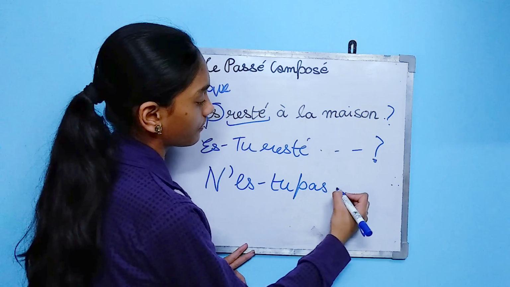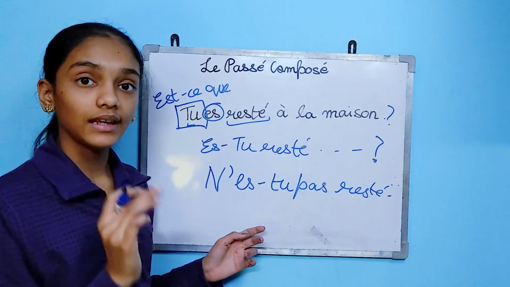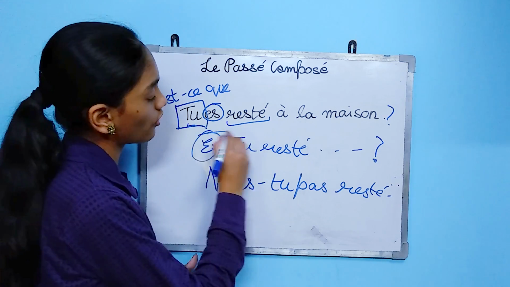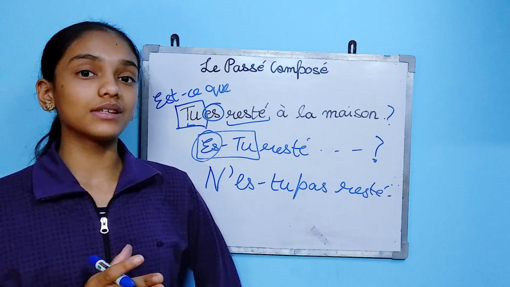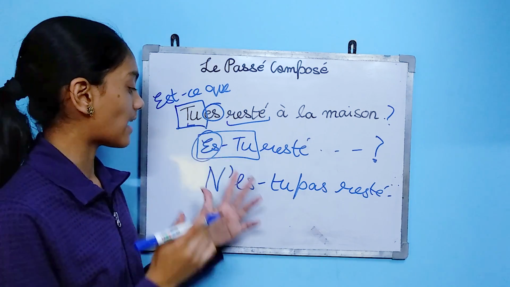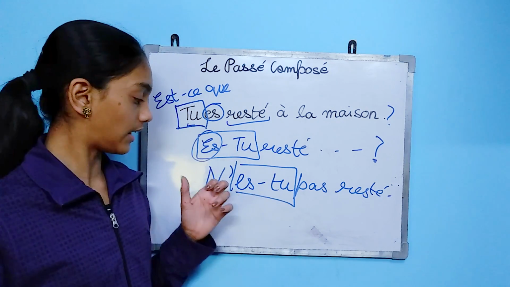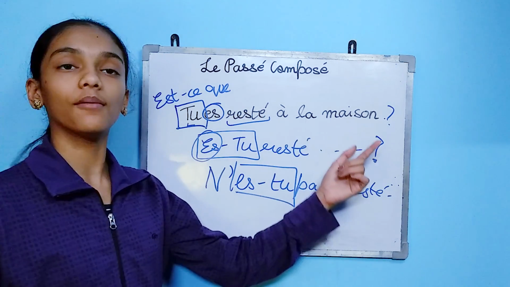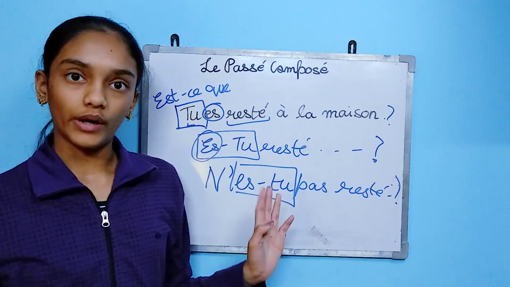But here you must have noticed that the ne pas not only is around est but also around tu. It's around the whole thing. This is because once we have inverted this, we cannot separate these both. So that is why the ne and pas will be around the whole inverted thing. And it would become ne tu pas rester à la maison. And that is how simply you can do the interrogation.